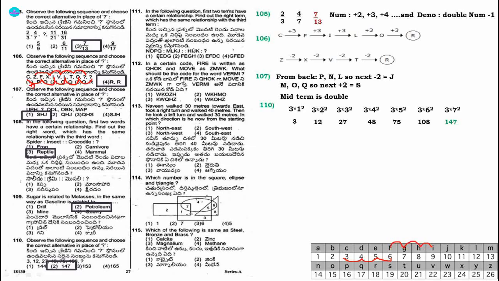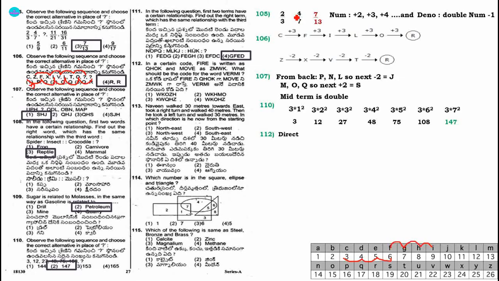Now 111. Here a code is given, we have to find out. NOPQMLKJ. For HIJK, what is the code? So from here we can directly say N minus 1, that is 14 minus 1, 13. So H minus 1, H is 7, so that is G. So G, only one option is there. So directly we can say it's option 4. The others you can also solve, that is easy. Why waste the time?